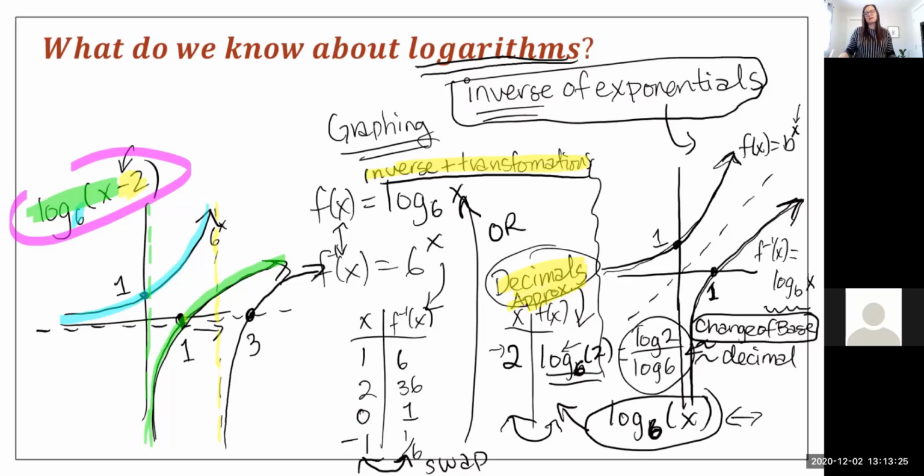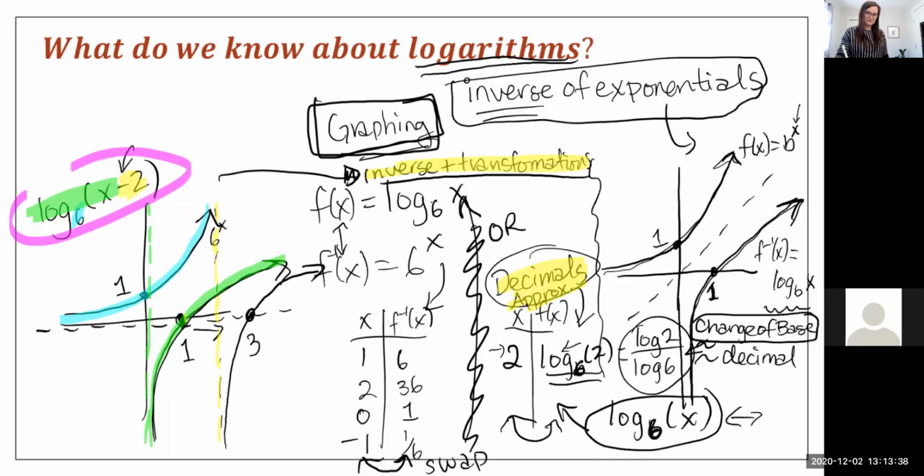So you could basically use the inverse and then the transformations, or you could do decimal approximations for graphing the logarithm. And graphing actually helps us with a lot of things. You can use a graphing tool as well. So you could do sort of like a graphing calculator. And what graphing helps us do is, first of all, it shows us all the possible answers, but also when you're solving equations with logarithms, it's a nice way to check your answer.